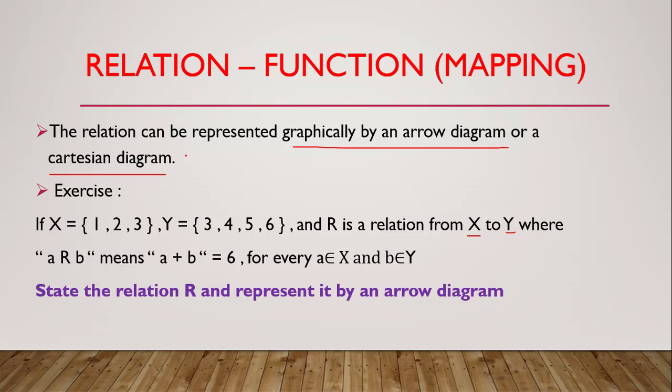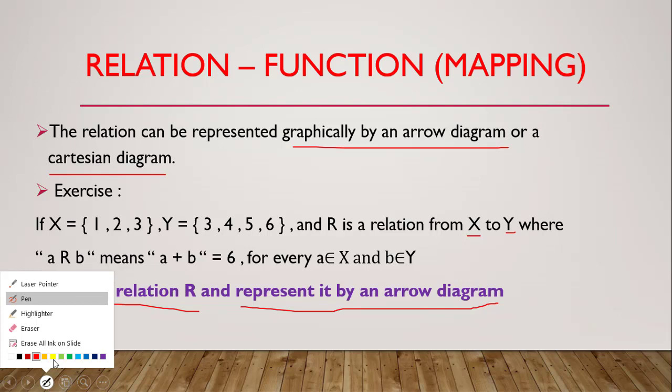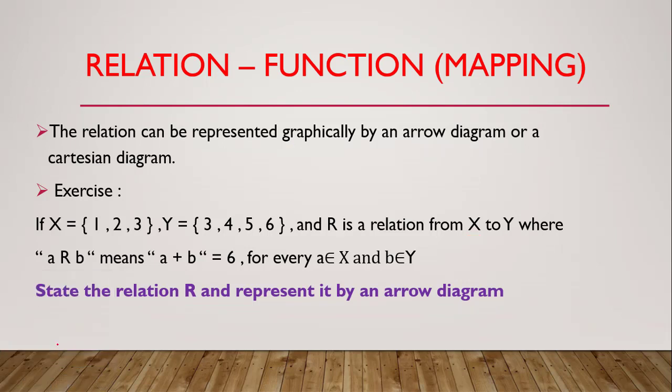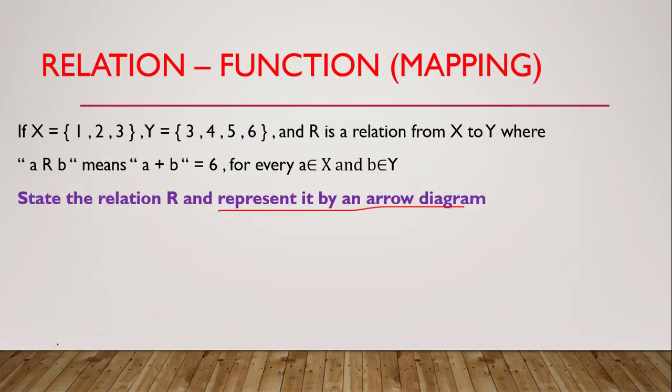Okay, the required here is to state the relation. This is the first required, state the relation. What do you mean by state the relation? Write it as a set of ordered pairs. The second required is represent by arrow diagram. So we will write the set of ordered pairs and then represent this relation using an arrow diagram.